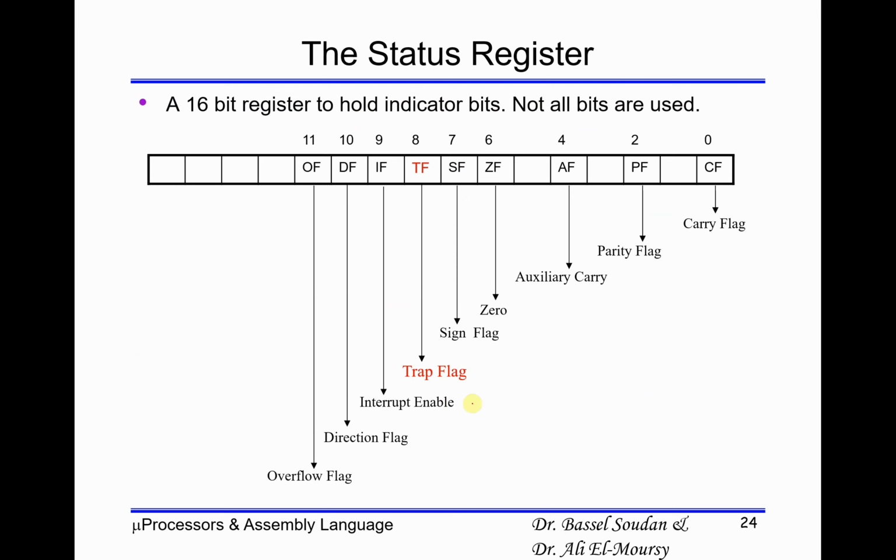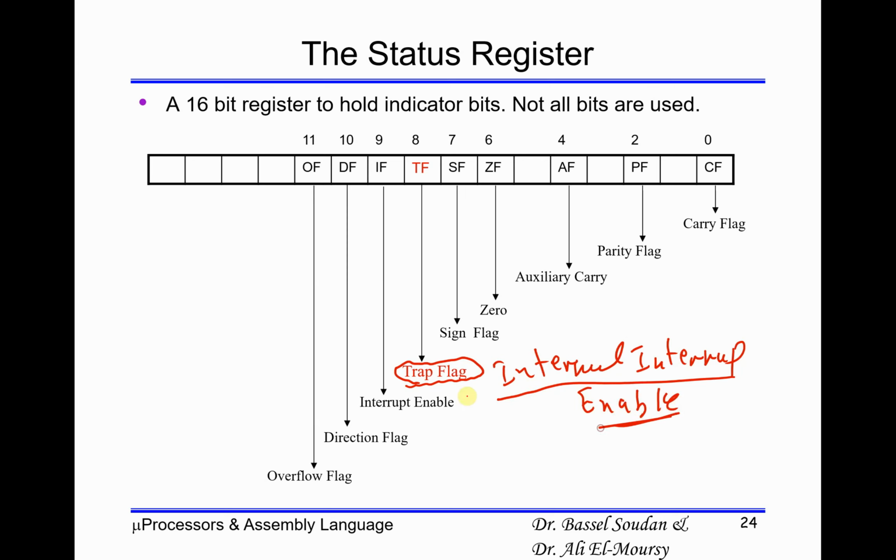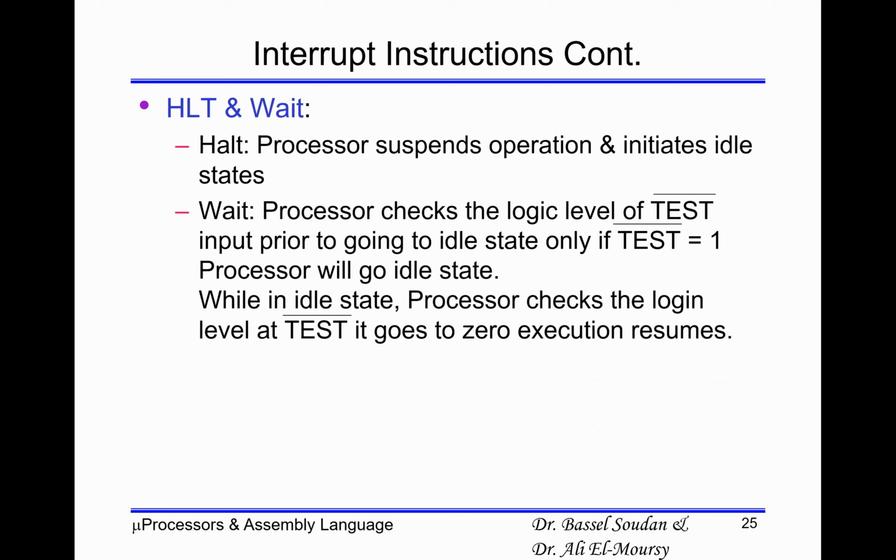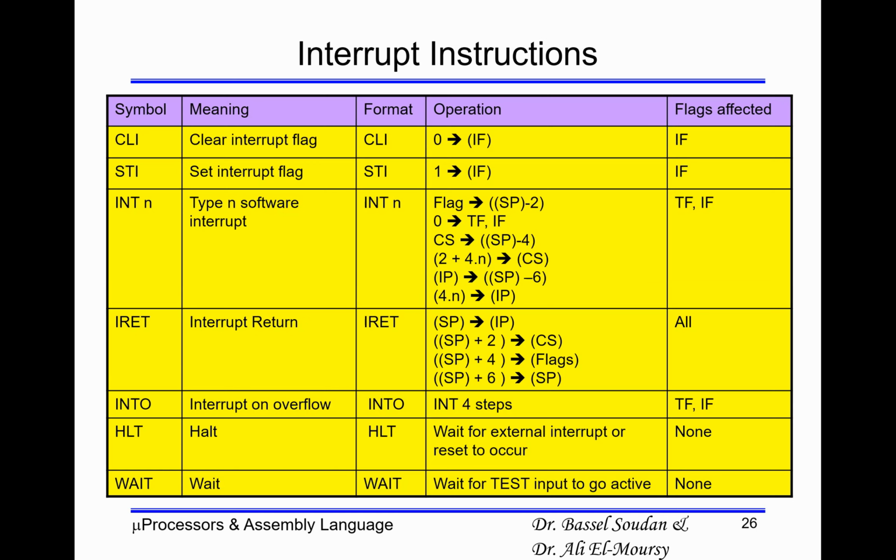So to cut the long story short, the trap flag here is responsible for the internal interrupts. This is actually the flag that should be 1 in order to enable the internal interrupts. So there is 1 flag for the external and 1 for the internal. Okay, so this is just talking about a little bit of the hardware for the wait and the halt instructions. Also we can just skip this.